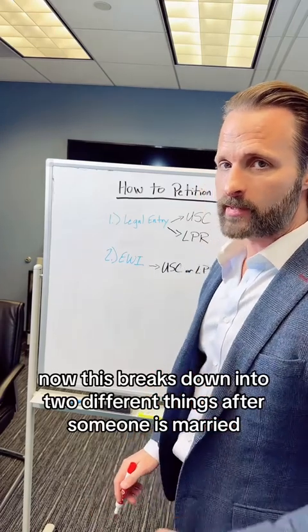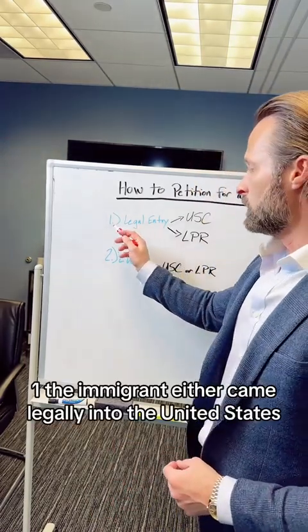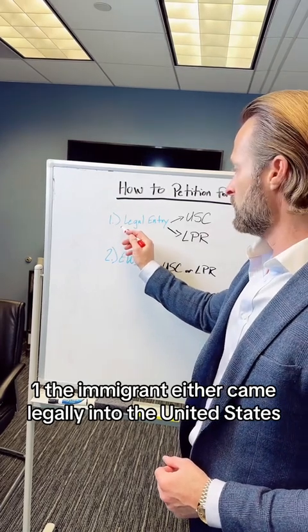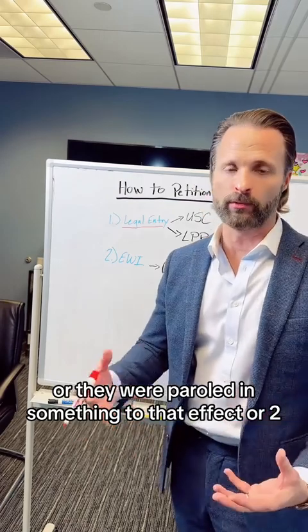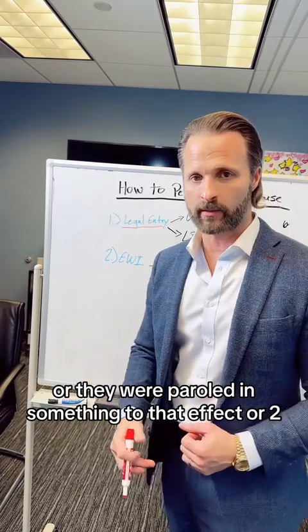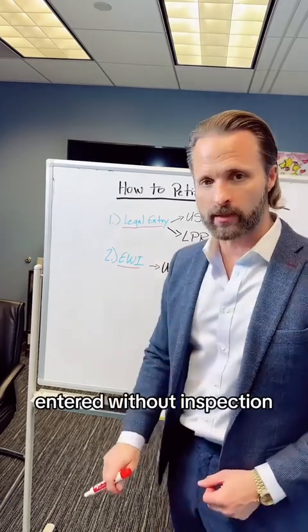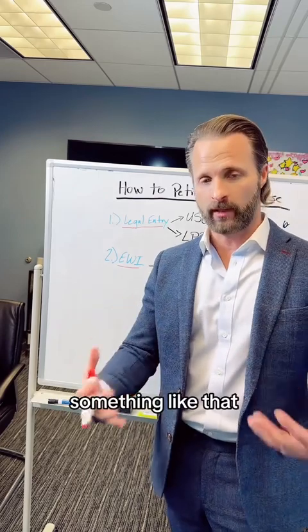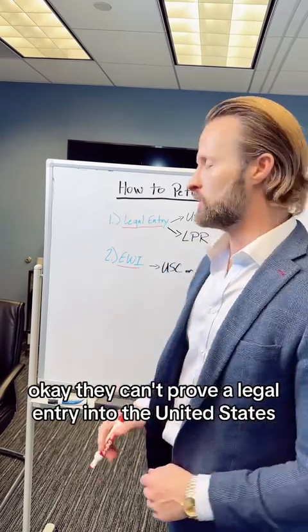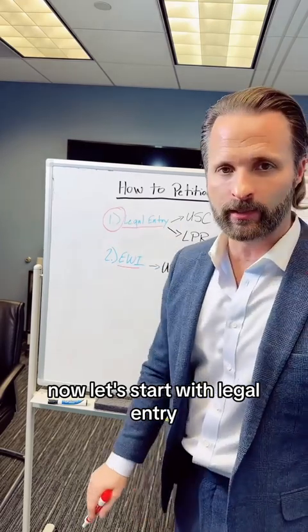Now, this breaks down into two different things after someone is married. One, the immigrant either came legally into the United States, so they had a visa or they were paroled in, something to that effect. Or two, entered without inspection. So they came without a visa, they just crossed the border, something like that. Okay, they can't prove a legal entry into the United States. Now, let's start with legal entry.